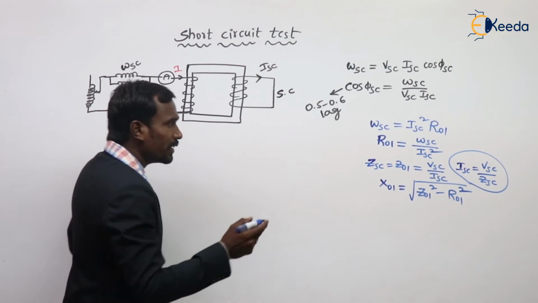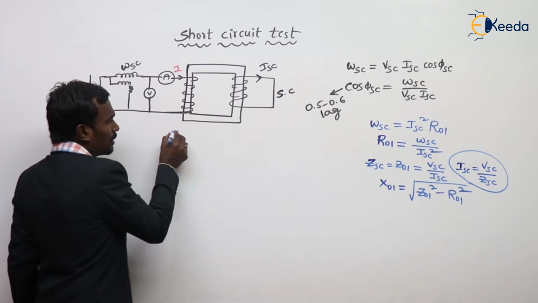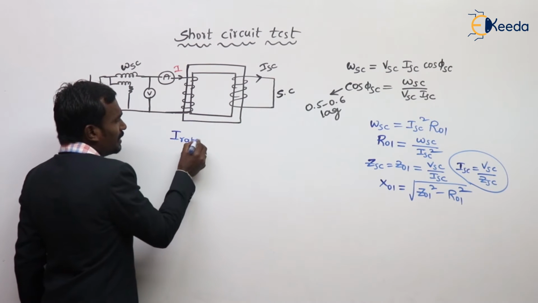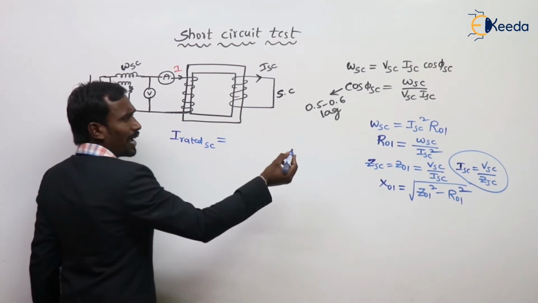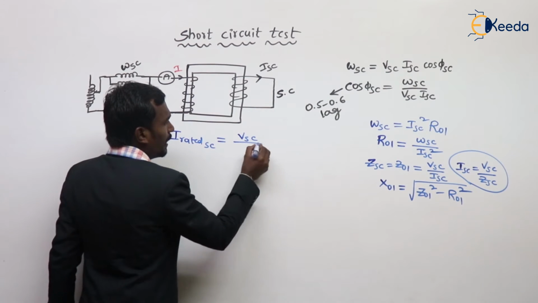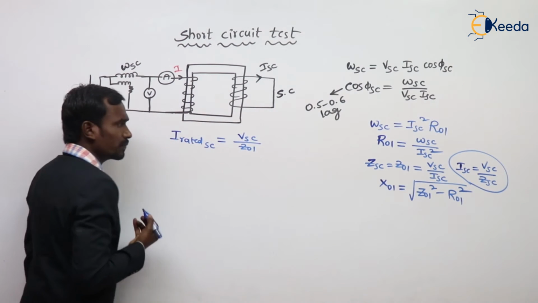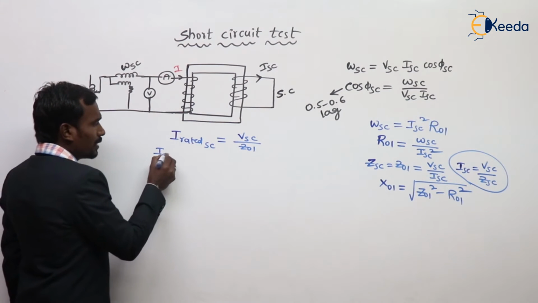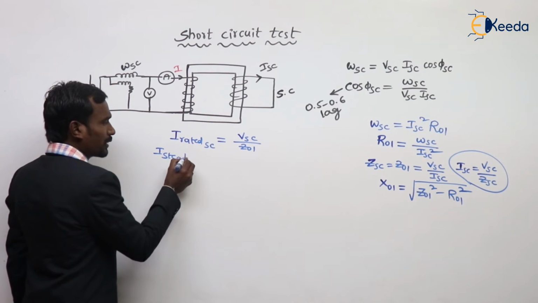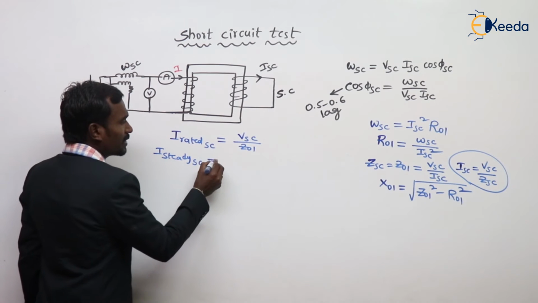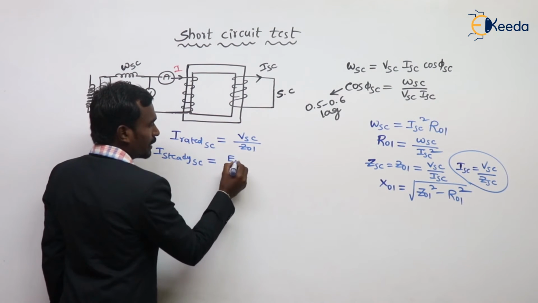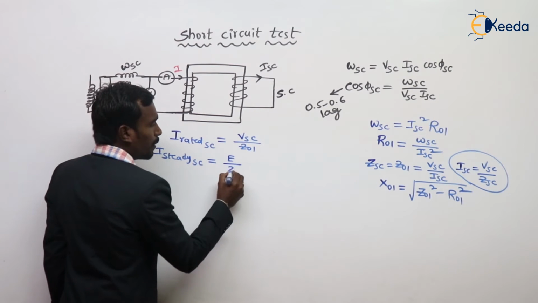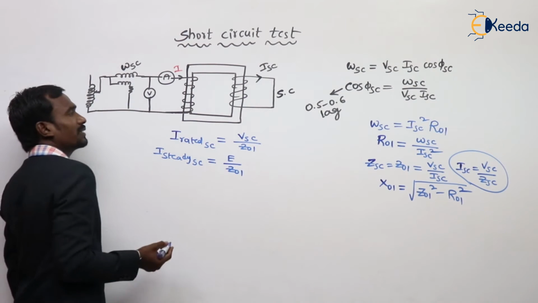Okay, see here, from this the rated short circuit current is equal to VSC by Z01, as I gave you the formula, but the steady short circuit current is equal to E upon Z01. E is the HV side.